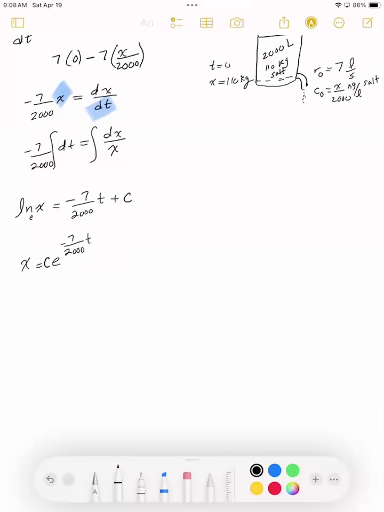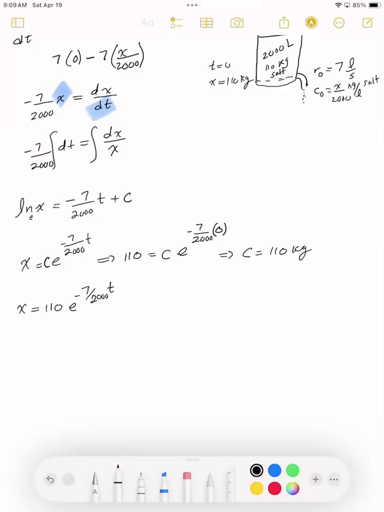I'm going to substitute 110 for x. C is unknown. E to the power negative 7 over 2,000 times t, with t equal to 0. So 0 times anything is 0. E to the power 0 is 1. That tells me c is equal to 110 kilograms. So x is 110 e to the power negative 7 over 2,000 t.